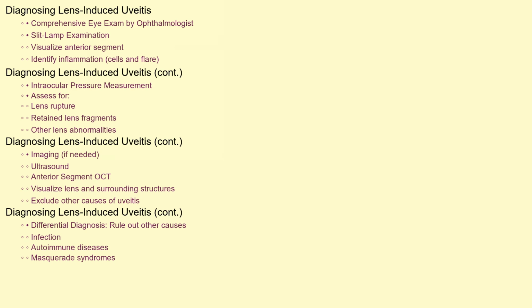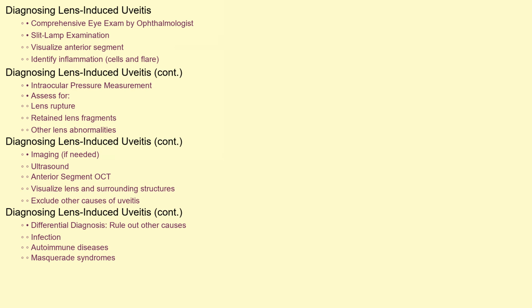Diagnosing lens-induced uveitis requires a comprehensive eye exam by an ophthalmologist. This includes a slit lamp examination to visualize the anterior segment of the eye and identify signs of inflammation, such as cells and flare in the anterior chamber. Intraocular pressure measurement is also important. Additionally, the ophthalmologist will look for evidence of lens rupture, retained lens fragments, or other lens-related abnormalities.